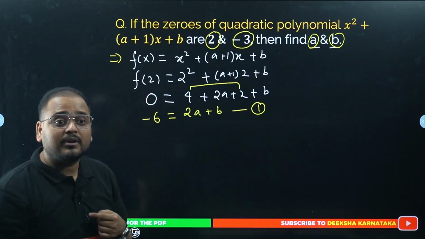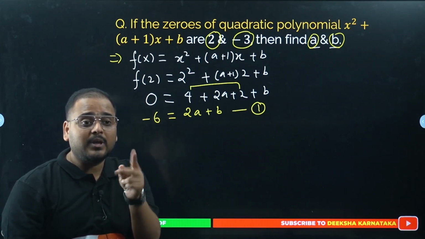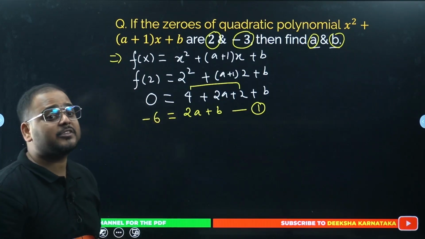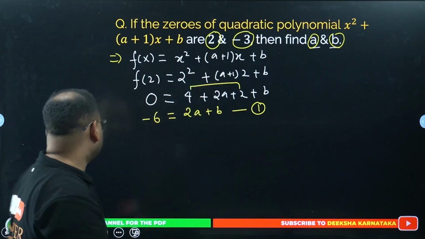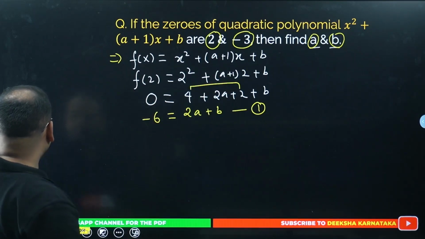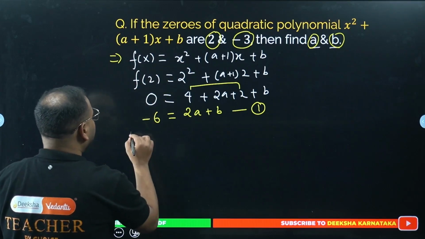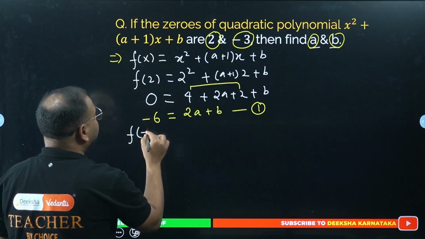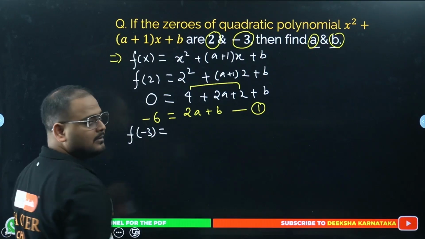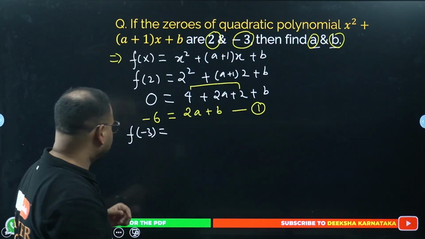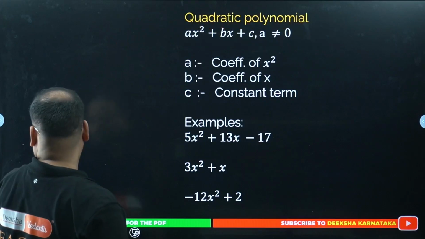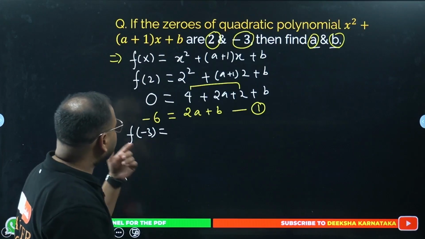So why equation number 1? I just said two unknowns a and b. I need two equations. Second equation will come from where? Minus 3. It will come from minus 3, from the same polynomial. We'll write this time f of minus 3. Correct? f of minus 3 we can write. Okay, so f of minus 3 will be what?